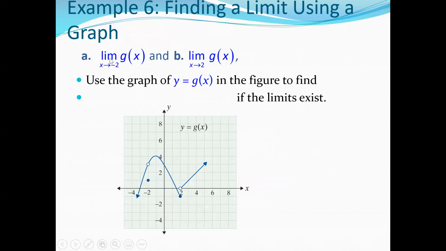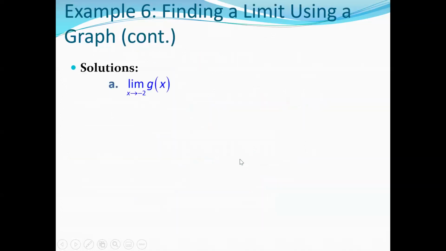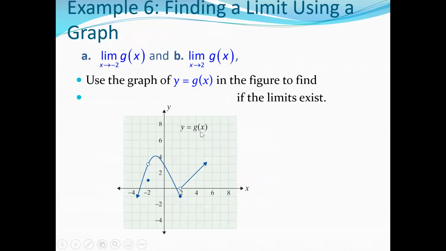Now, next, if we have the limit of g(x) as x approaches negative 2, we should use the graph here to find the limit. Also, when x approaches 2, what will be the answer? So let's look at the first. The first answer will be 3. Let's see the reason why. As x approaches negative 2, we can see the dot here, y is 3.